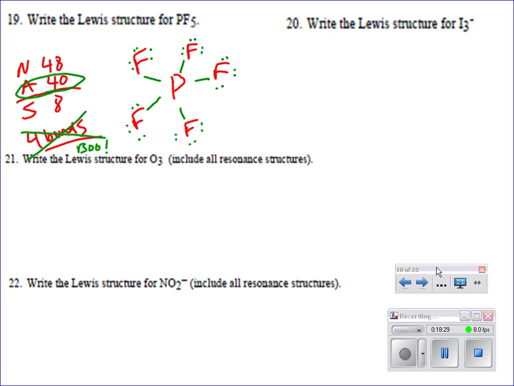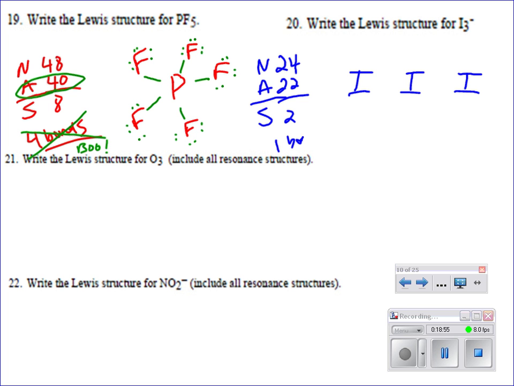I3 minus. What's the central atom there? I. That was tough. Okay, needed, available, shared. 8 times 3 is 24. 7 times 3 is 21. Oh, that's odd. Plus an extra electron for the -1. Is that right, guys? 1 bond? So what do we say? We say boo. It's an exception. We cannot connect that with 1 bond.